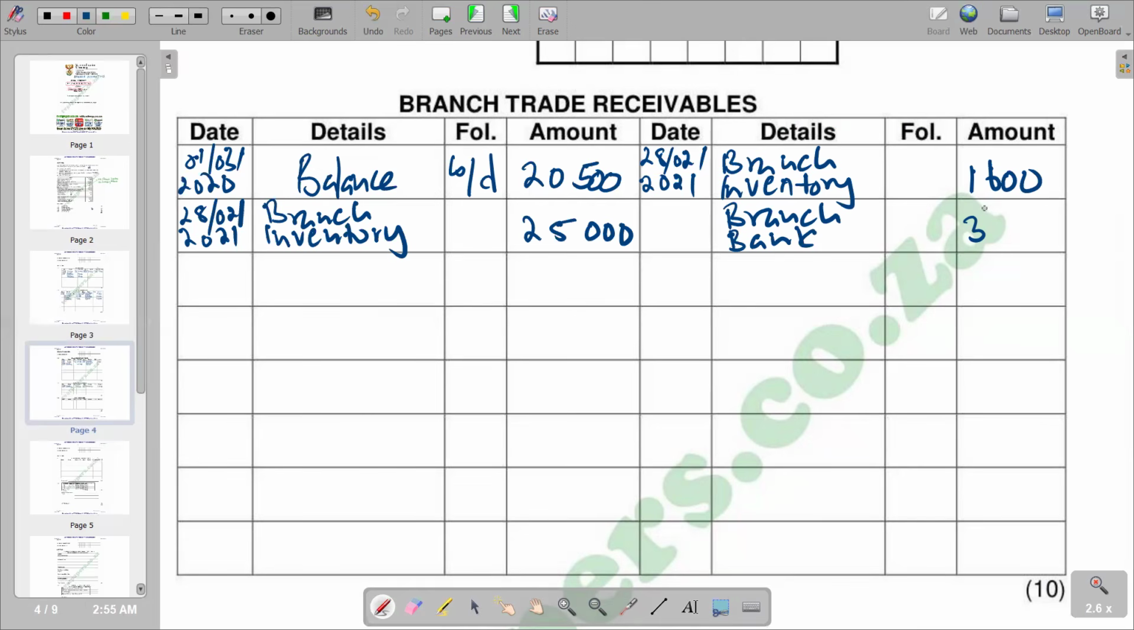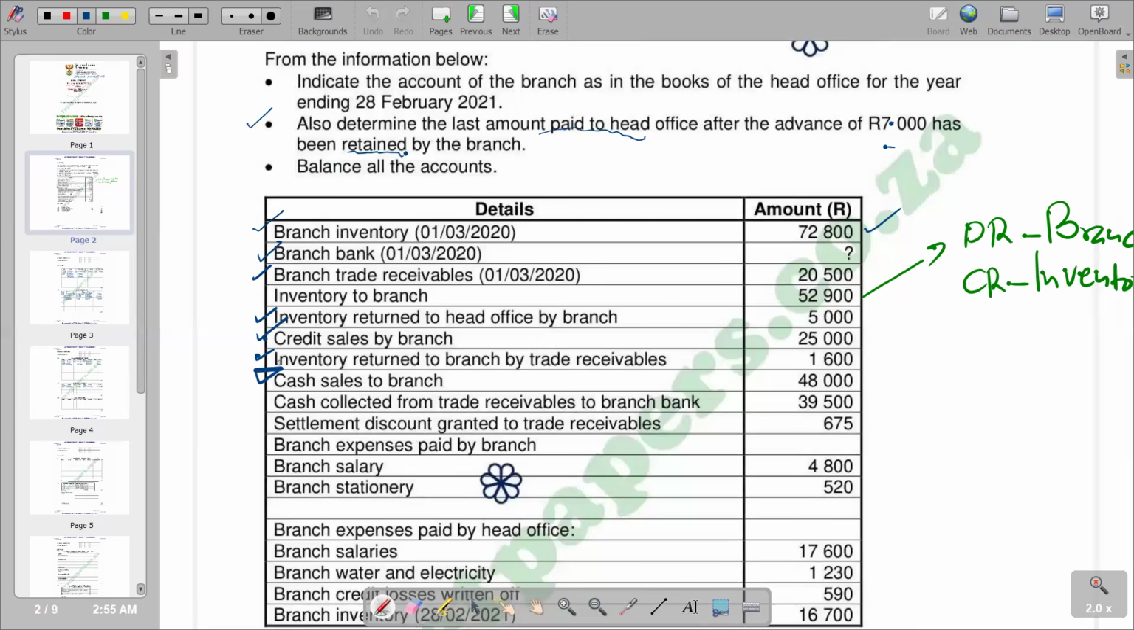Amount is 39,500. So we have completed the double entry of that one. And then we're going to go to the next one, whereby we are now seeing settlement discounts granted to trade receivables.